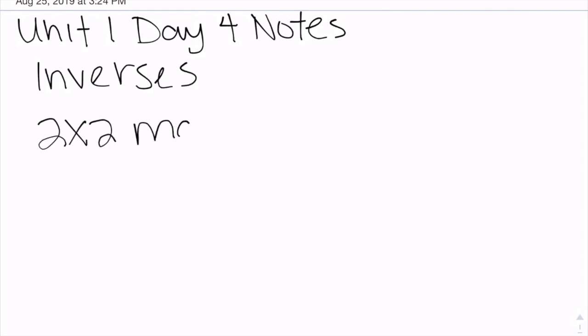Today we're going to talk about inverses, and we're going to learn how to do them with a 2x2 matrix by hand.